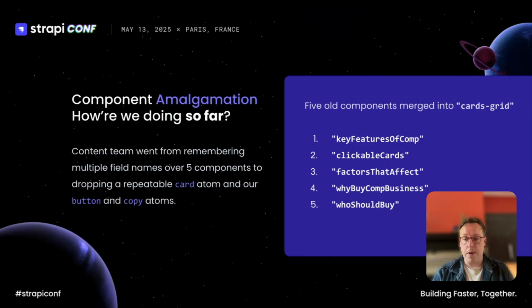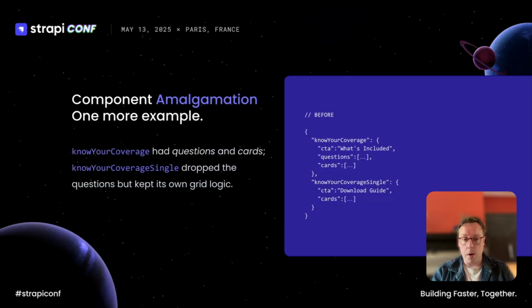So how are we doing so far? In this refactor, we had 5 original components that we've all merged into a single component now called cards grid. We're going to look at one more example.